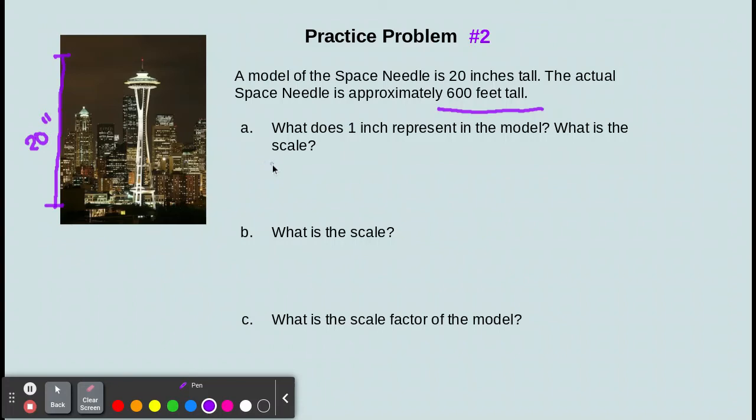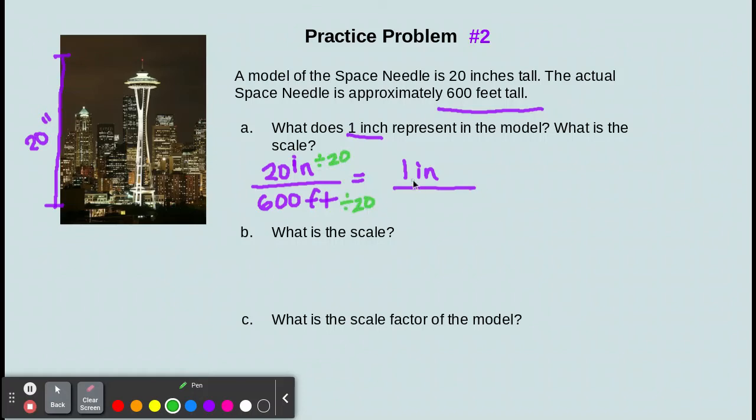Well, we have 20 inches we measured, right? It's the same, we know, as 600 feet. But we want to know how much 1 inch is. We want 1 inch on the top. To do that, we need to divide this by 20 and divide this by 20. 20 divided by 20 gives me 1. 600 divided by 20 gives me 30 feet. So 1 inch in the model represents 30 feet.